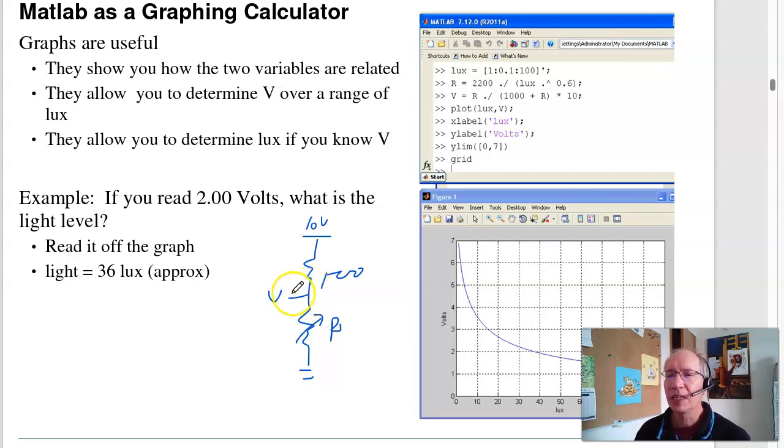Well, I can see in MATLAB how does voltage relate to lux. I've got lux going between 1 and 100, steps of 0.1. Calculate R, calculate V. I'll now plot lux versus voltage. And here's what it looks like. So again, what this tells me is that if I'm at 10 lux, here's my voltage. If I'm at 20 lux, there's the voltage. 30 lux, there's the voltage. It also goes the other way around. If I read 4 volts, it tells me this is the light level. If I read 2 volts, that's the light level.